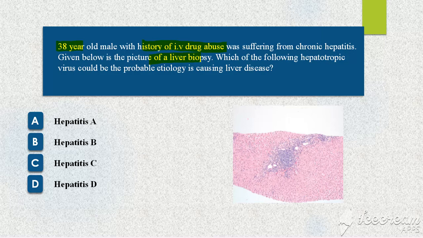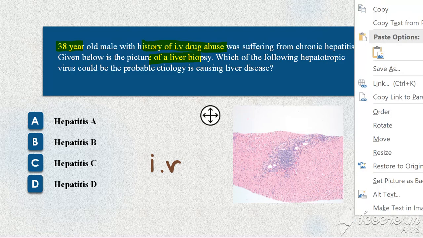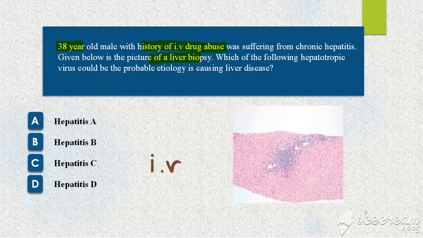So here you have various clues. One of the important clues: the patient is an IV drug abuser. So you have to understand which virus spreads by the IV route, or parenteral route. Certain viruses can spread by a parenteral mode, that's the route of transmission. Certain viruses can spread through fecal-oral transmission.